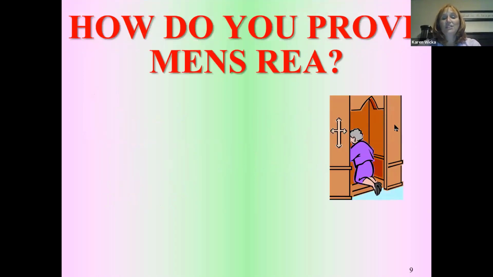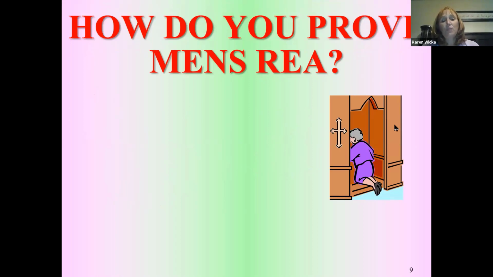Okay, so just like I said, how do we prove this? Because this is a mental requirement. It's in the person's head. How do we know that? We're a prosecutor and we have to present evidence at trial that the person wanted to do this. And how do we do that? It's really hard to prove what somebody's thinking.